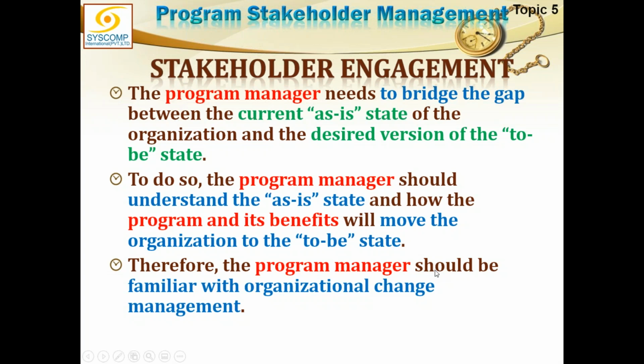The program manager needs to bridge the gap between the current as-is state of the organization and the desired to-be state. I hope you understand as-is and to-be state. What do we mean by that? Can someone explain it? It's actually the current state and the future desired state to be after realizing the benefits.